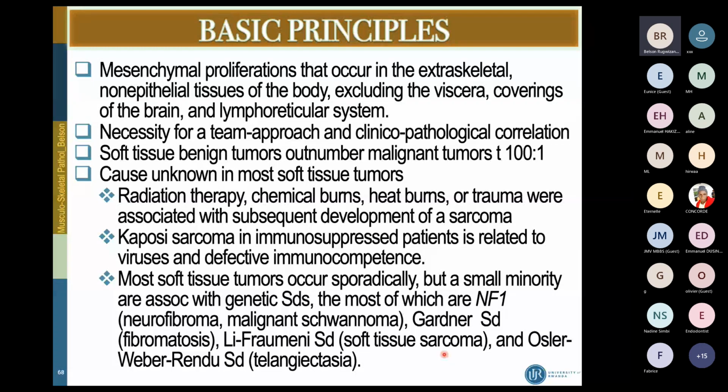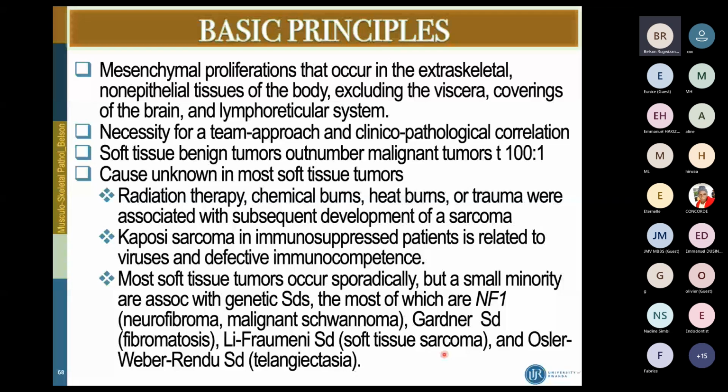So these are mesenchymal proliferations that occur in extraskeletal non-epithelial tissues of the body, excluding the viscera, coverings of the brain, and the lympho-reticular system. So this is the definition of soft tissue tumors. They are tumors arising in extraskeletal sites, meaning not in the bone or cartilage. They are non-epithelial, so they are not carcinomas. They also exclude cancers arising from viscera, intestines, and so on, coverings of the brain, meninges, or lymphoma and leukemia. These are not included.